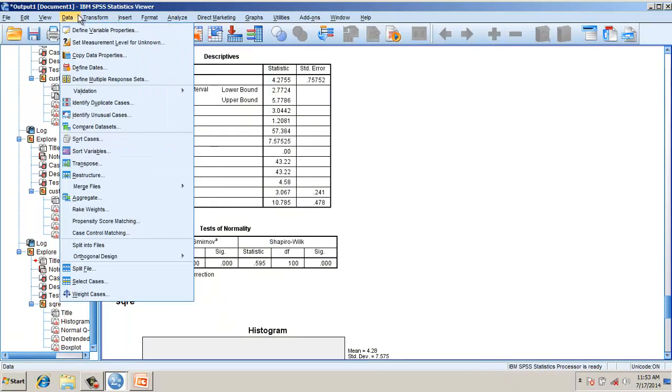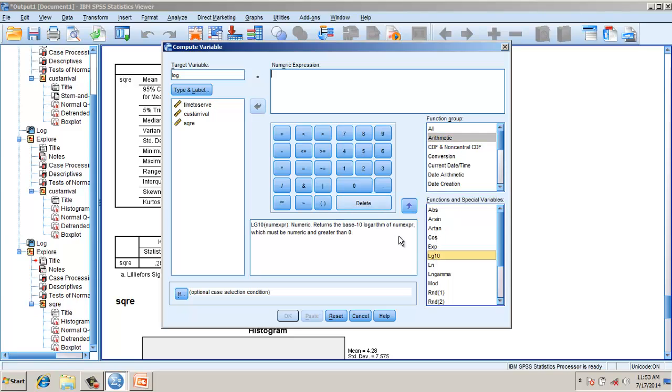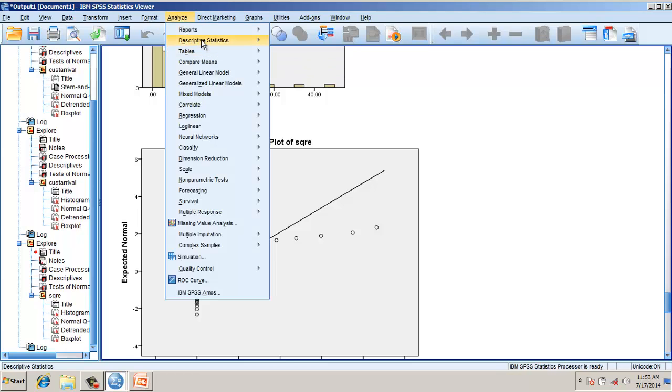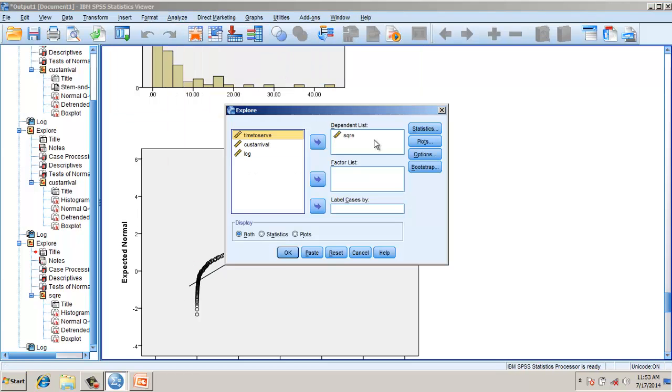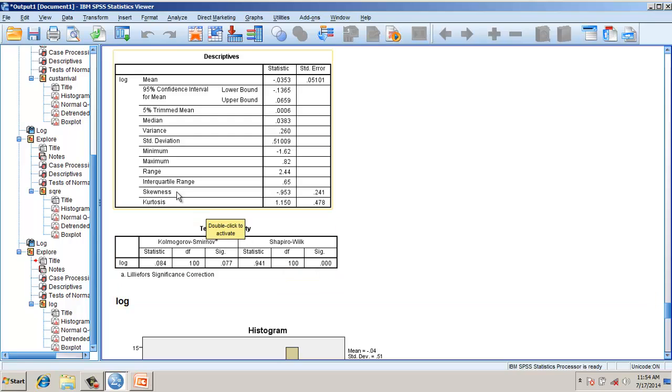Let's do a logarithmic transformation. In arithmetic, you go to log 10, this is logarithm to the base 10, and you can put in the customer arrival time here, work it, and let's test if the transformation is successful. If you look at it, the skewness has come down, kurtosis also has come down.